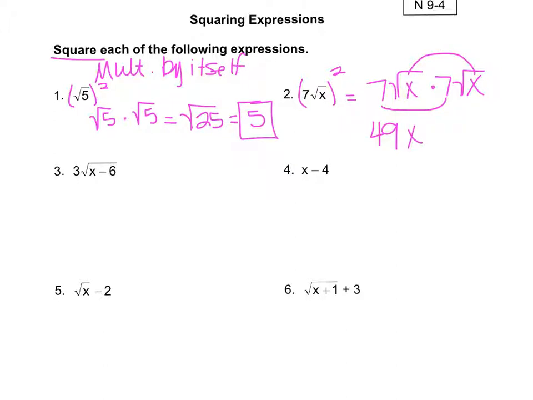Remember, we just talked about it gets rid of the radical, because square root of x times square root of x is the square root of x squared, which would just be x. You could also just distribute that inside. 7 squared, square root of x squared, and then you get the 49x. So whichever way you want to do it.